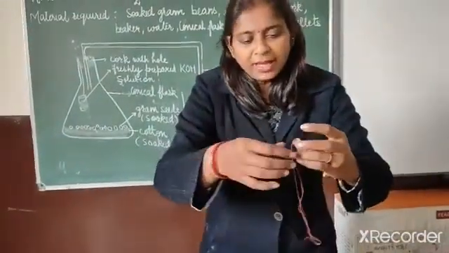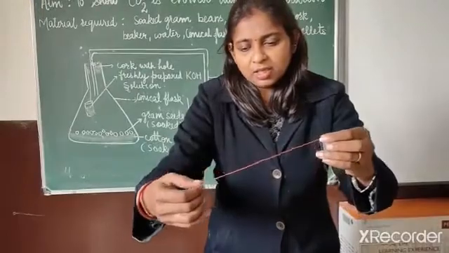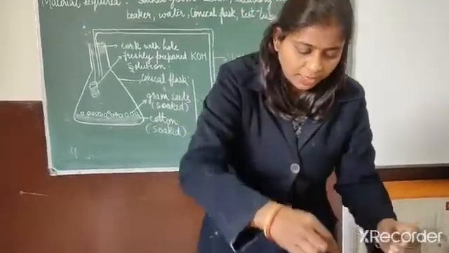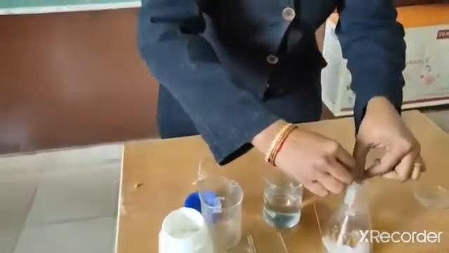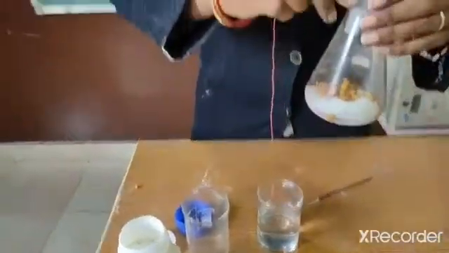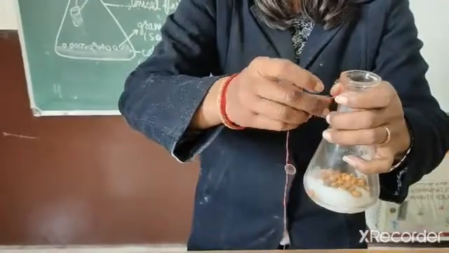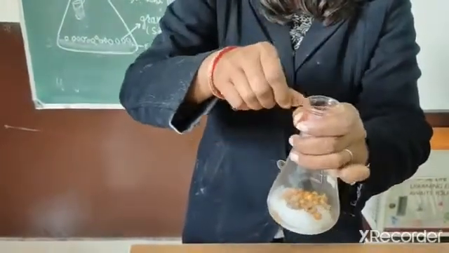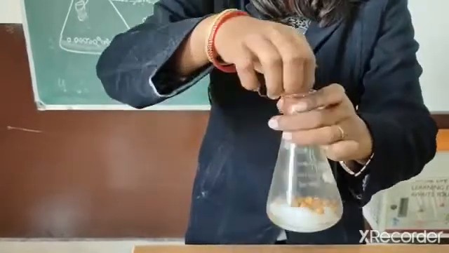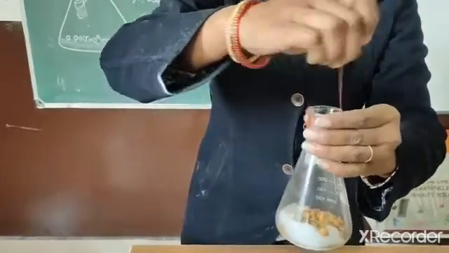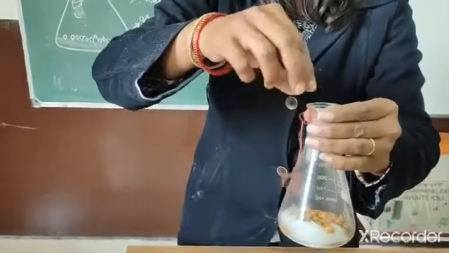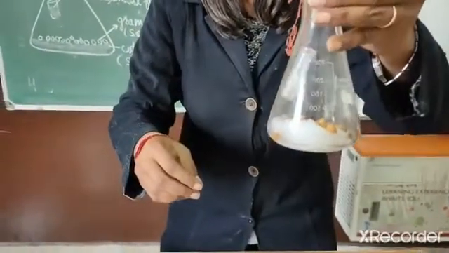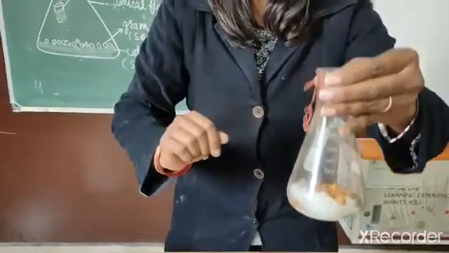Now I have tied a thread, as you can see. This is a thread because we have to hang this bottle in the conical flask. We have to hang it. So I am just tying it, as you can see, just to make the setup. Just wait. Now you can see I have hung this solution.